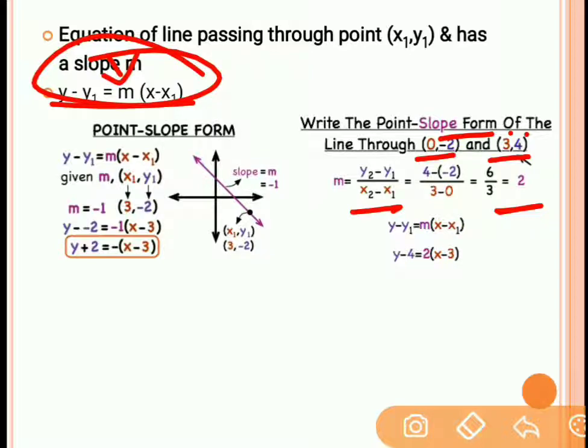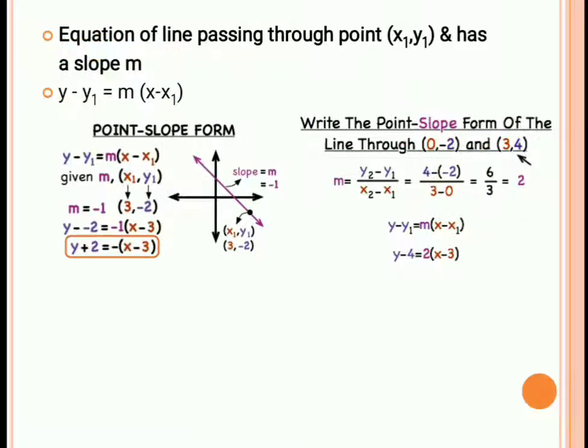Consider x1, y1 as any point. Mind well, consider x1, y1 as any of the points. You can consider x1 as 0 and y1 as -2, or you can consider x1 as 3 and y1 as 4. In either case, you will get the same equation. Finally you will get this equation as y minus 4 is equal to 2 into x minus 3.